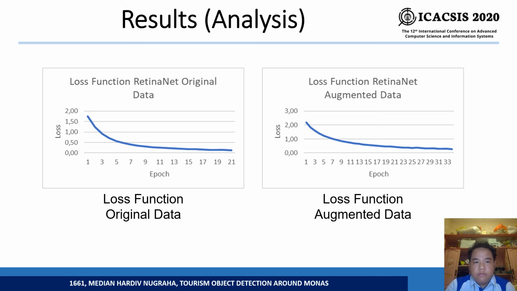But maybe RetinaNet networks may have better performance if we do more epoch steps. And then we can see here the loss function of the RetinaNet original and augmented data. The loss function has decreased and stagnated, and maybe there will be no more decrease of the loss function. So we can see that the performance of the RetinaNet networks may be at its best.